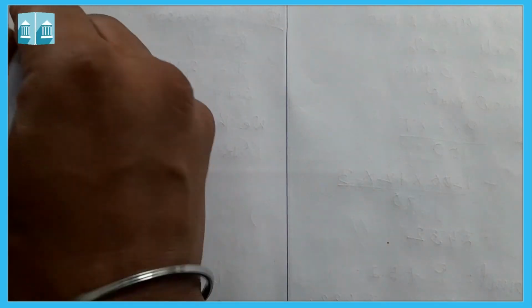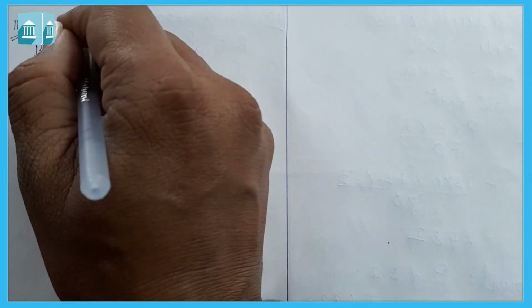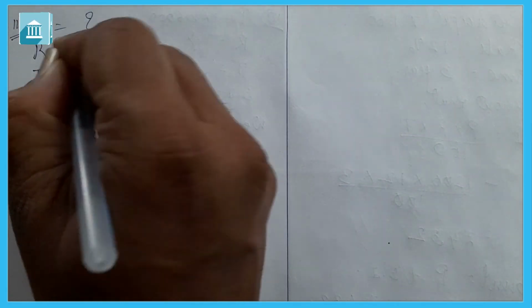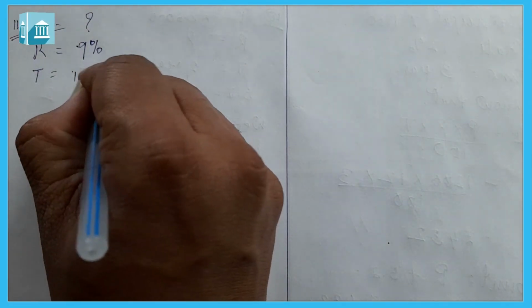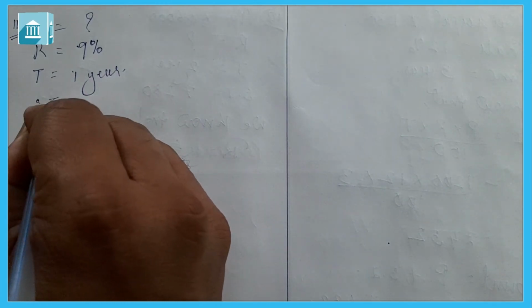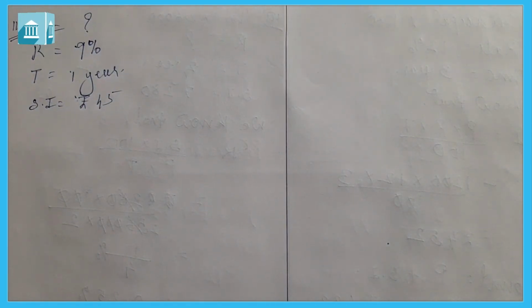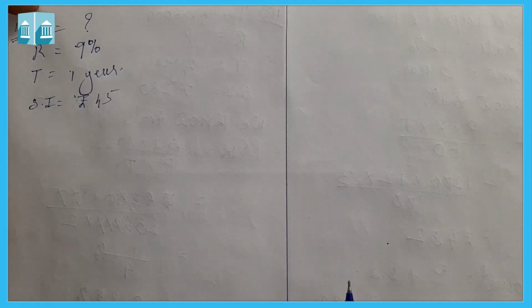If Meena gives an interest of rupees 45 for 1 year at 9% per annum, what is the sum she has borrowed? Now here the principal is not given. Rate is given as 9% per annum, that is per year. Time is given as 1 year. SI is given as rupees 45. So the principal is not given, rate, T and SI are given.